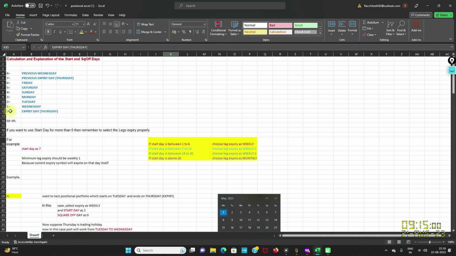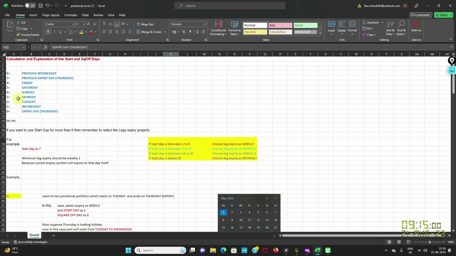For Fin Nifty, Tuesday will be day 0. That is the expiry day, so we'll assign Tuesday as 0. Now coming back to Nifty and Bank Nifty, Thursday is the expiry day, so we are assigning it as 0.